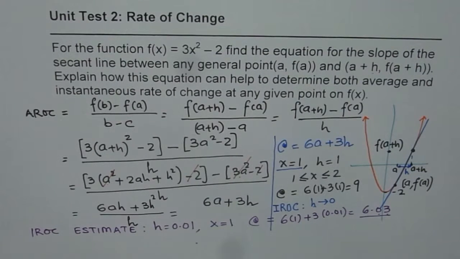And if I am trying to be exact, I say h is approaching 0, so I just forget about it altogether, and then I say it approaches 6 as the h value is decreased. It becomes 0.00001. This becomes 6.00003, right? Which is approaching 6. Since the slope of the secant is approaching 6, we say that the slope of the tangent is 6, and therefore the instantaneous rate of change at 1 for this given function is 6.